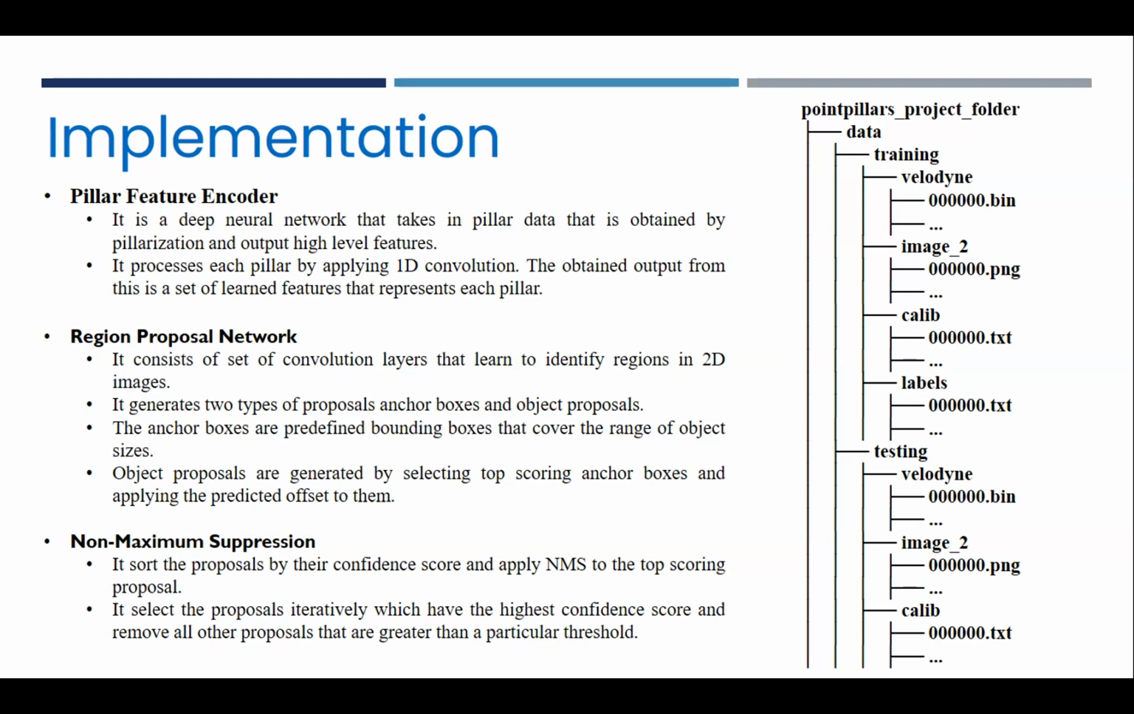Now coming to the non-maximum suppression, what it does is it sorts the proposals by the confidence score and applies NMS to the top scoring proposal. It means the confidence level. This is at the end, while we are testing it, we will be checking the confidence, like how accurate it is. Like I said, we will be cross-checking it with the label file, so that we get to know the percentage. So this non-maximum suppression does that, checking the precision, how accurate the obtained results are.